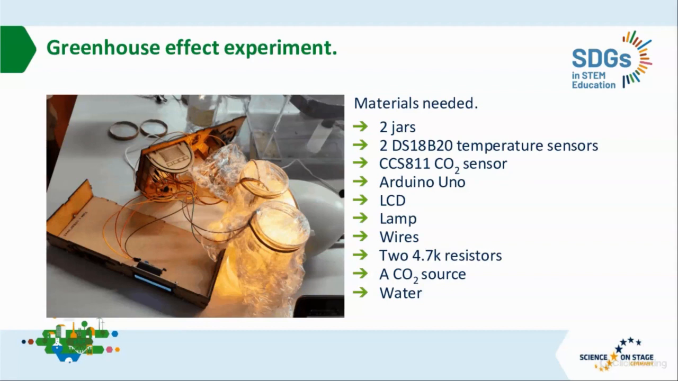So the lamp plays the role of the sun, and in the two jars we have, like I said before, one temperature sensor and a CO2 sensor. We cover the jars with a plastic film, and we use a rubber band to make sure that the carbon dioxide cannot escape from the jars. In one of the jars we just have plain water, but in the other one we added a few grams of some chemical that will produce carbon dioxide.